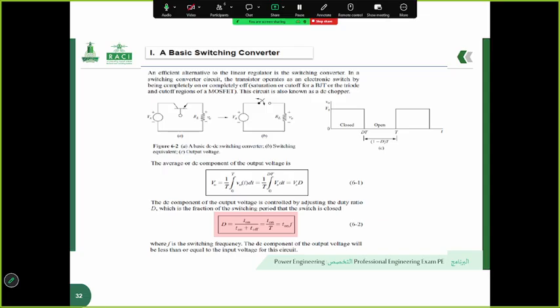The duty cycle itself is defined as the ratio of the on time to the total period. So D is equal to T on divided by total time, which can also be expressed in terms of switching frequency. Therefore, by adjusting the duty cycle, we can precisely control the output voltage, which is the key operating principle of switching converters in power electronics.